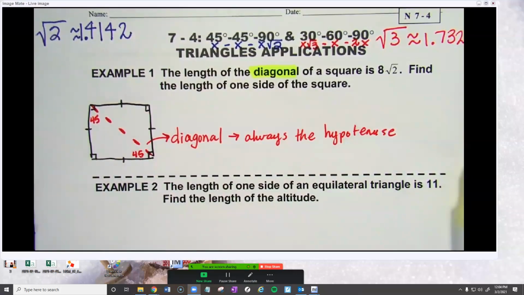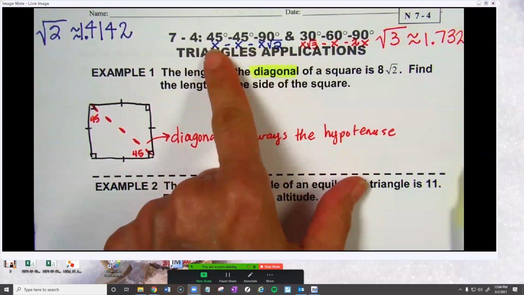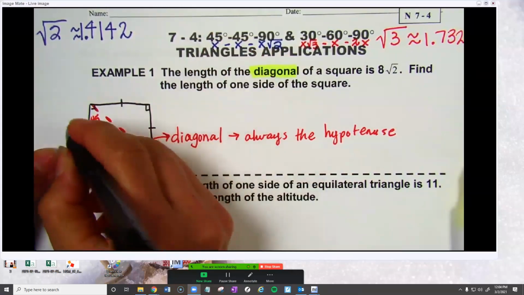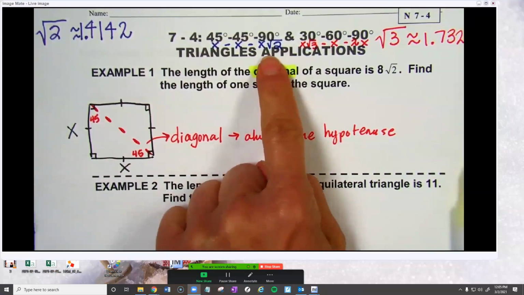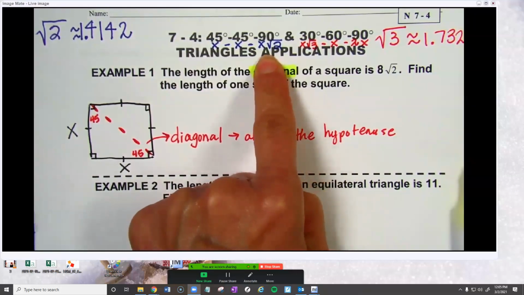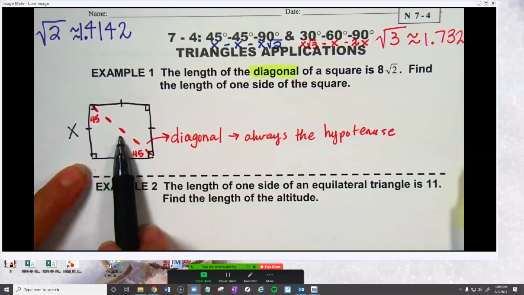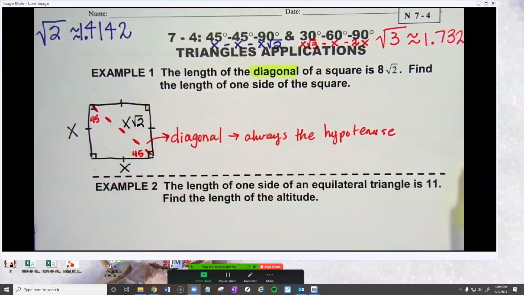So remember, for a 45, 45, 90, I'm going to use this setup right here. x and x, 45 and 45. The 2 equal sides, these are just x's. And then across from the 90-degree angle is x root 2. Here's the 90-degree angle going across. I know this is x square root 2.